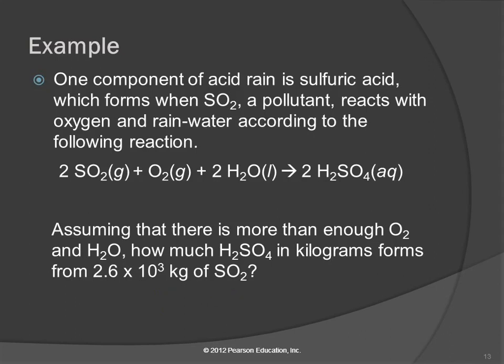They gave us kilograms. That wasn't very nice of them, was it? Well, let's take this information and write it under the balanced chemical equation. So I've got a number here. It's 2.6 times 10 to the third kilograms. And then they're asking me to find the amount of H2SO4 in kilograms.